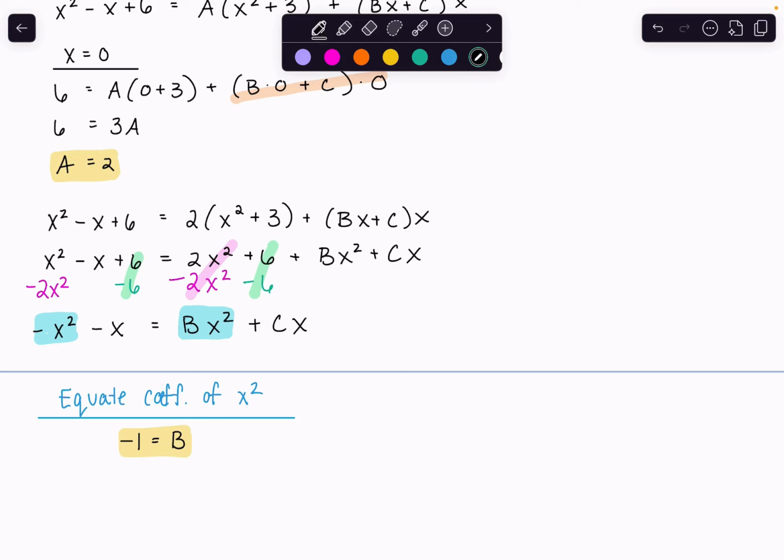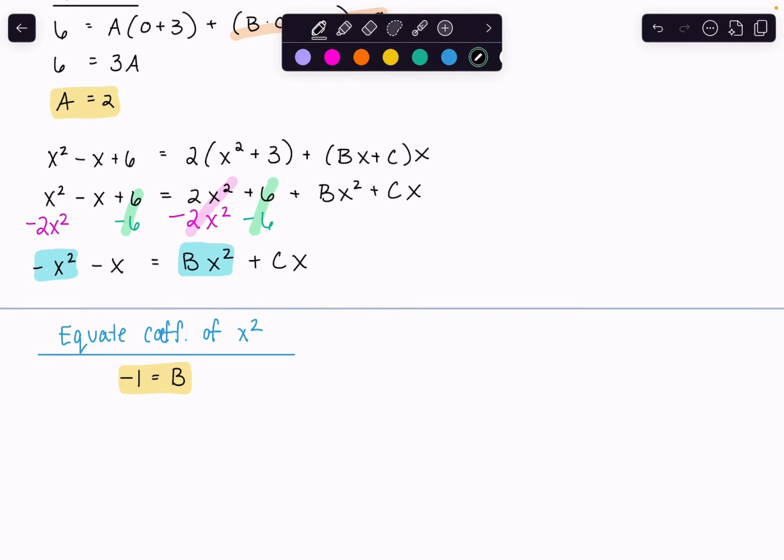And then I do the same thing with the x terms. So we go ahead and equate the coefficients of x. So on the left-hand side, I've got -1. On the right-hand side, I have c. So immediately that tells me that -1 is also my value of c. So I have all 3 of my unknowns.